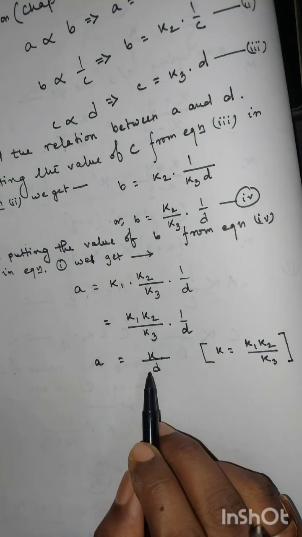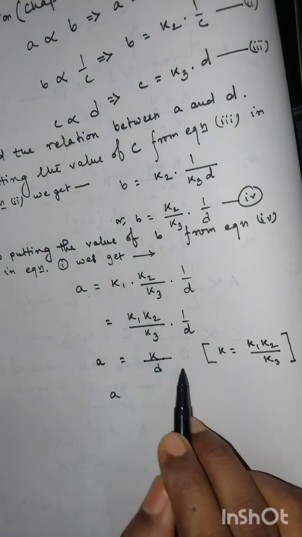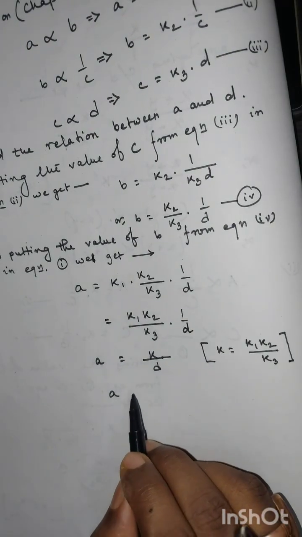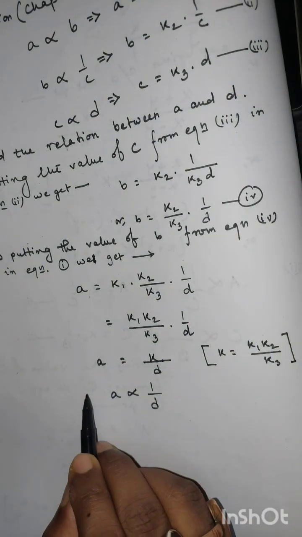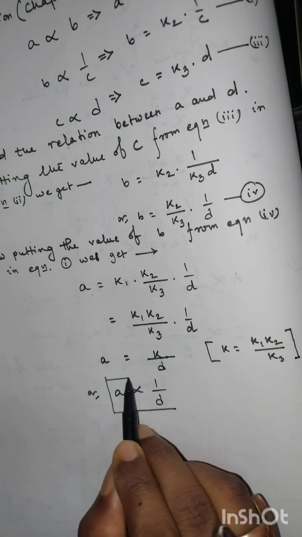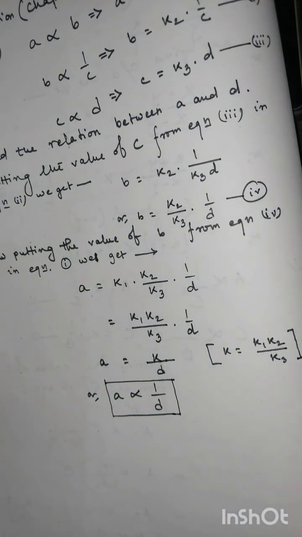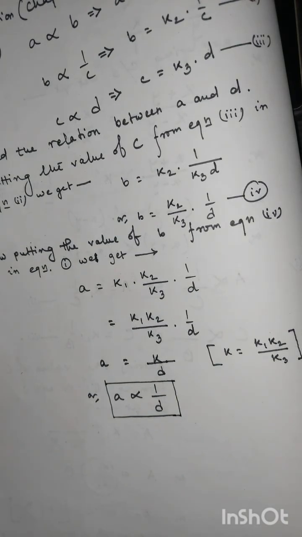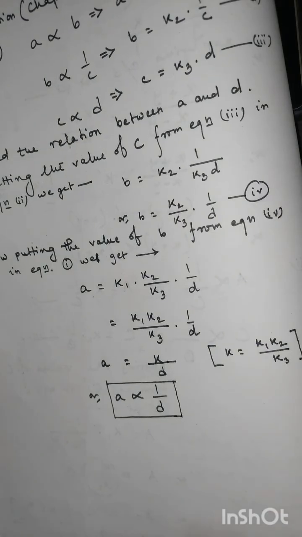So by this equation we can say A is inversely related to D. So this is our required answer. So the relation between A and D is inverse. If A increases, D decreases. If A decreases, then D increases. So this is our required relation.